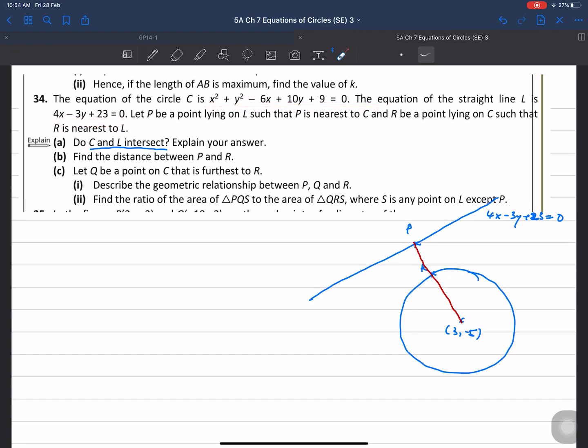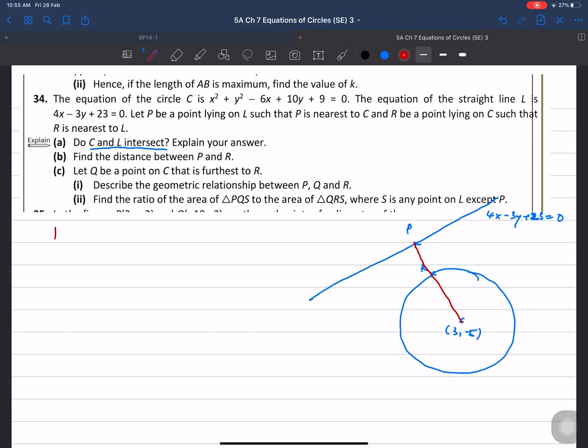But I want to use the same idea. I want to find the intersection of OP and line L. I want to find the value of P first. If P is lying outside the circle, then I can claim this straight line and the circle do not intersect each other, because I need to find the coordinates of P and R. So what can we do? I want to repeat the idea from the example question 32.